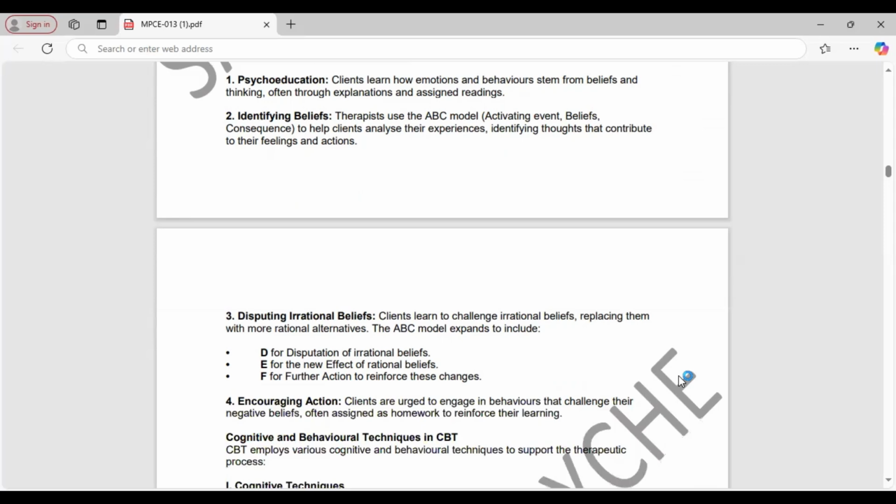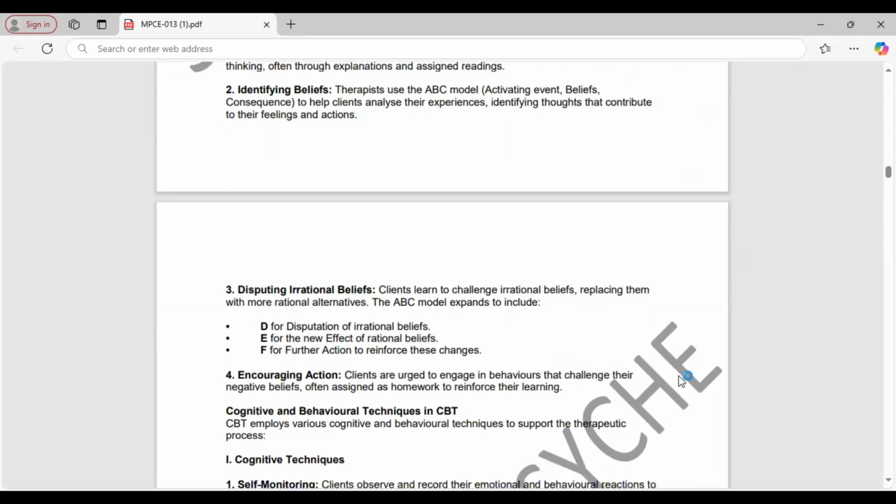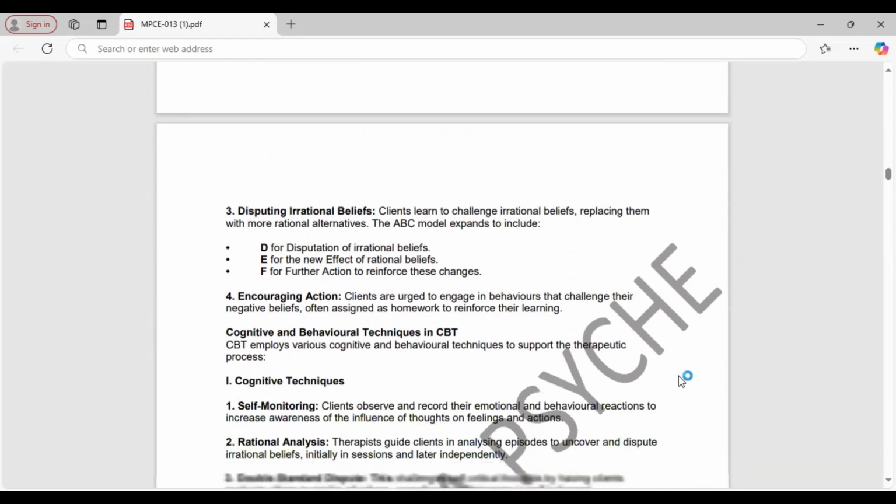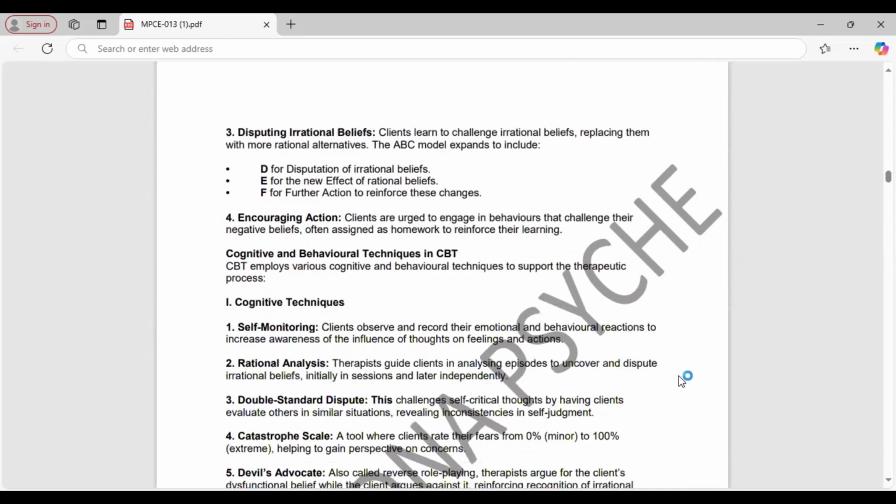Disputing and changing irrational beliefs. Once clients understand the connection between their beliefs and feelings, therapists guide them in disputing irrational beliefs. The ABC model expands to include D, which is for disputation of irrational beliefs, challenging the validity of beliefs. E is the new effect, identifying new feelings and behaviors after disputing the irrational beliefs.